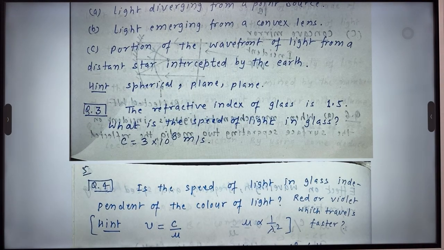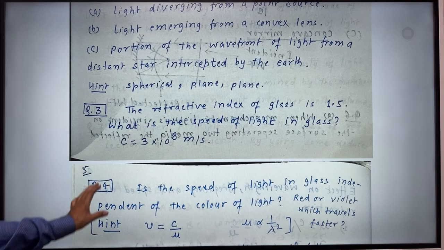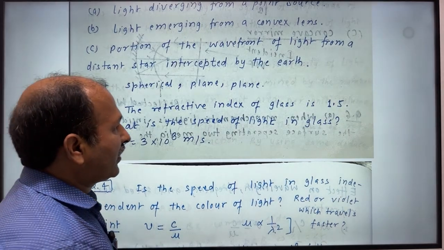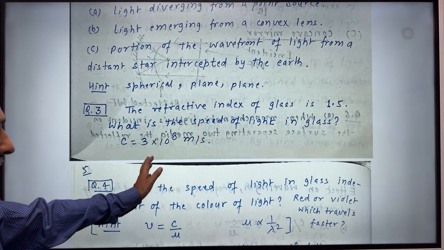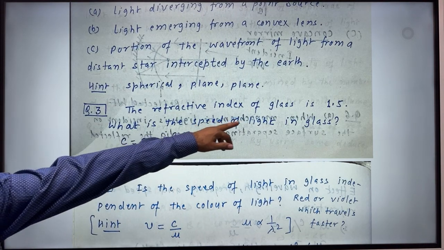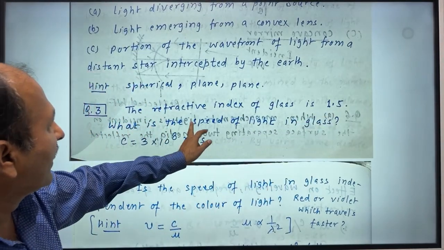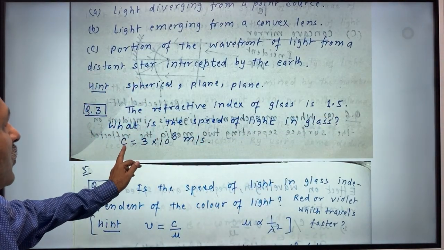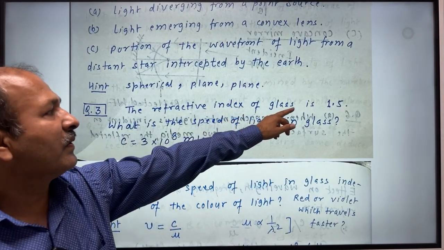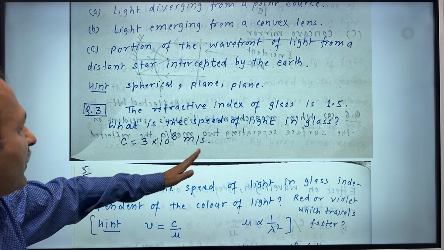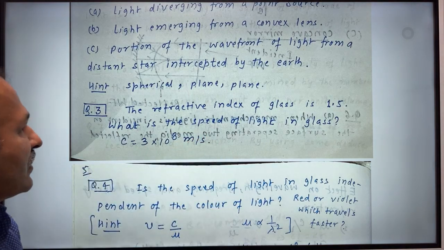let's see the next question. The refractive index of glass is 1.5. What is the speed of light in glass? If you remember, I told you that refractive index is the ratio of speed of light in air to speed of light in the medium. So, here refractive index is given as 1.5 and we have to find the speed v. So, c upon v equals mu. c is given as 3 into 10 power 8 and mu is given as 1.5. So, just divide it to get v. So, v will be equal to 2 into 10 power 8 meter per second.